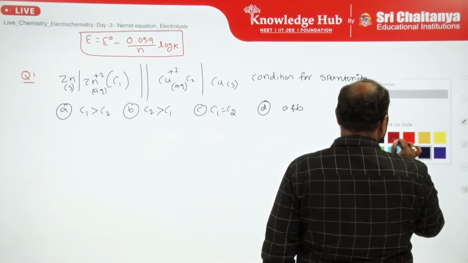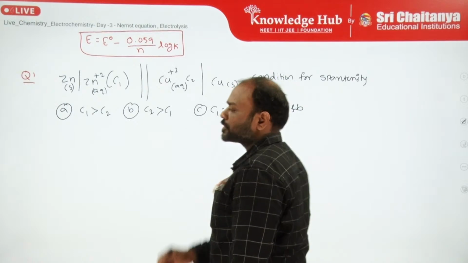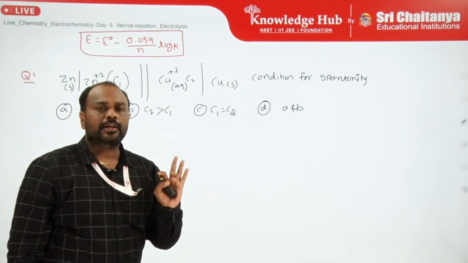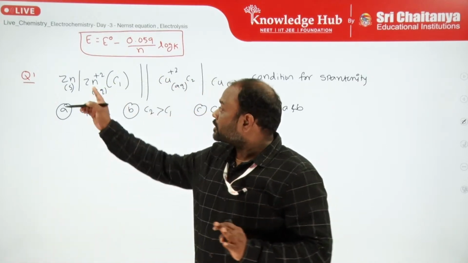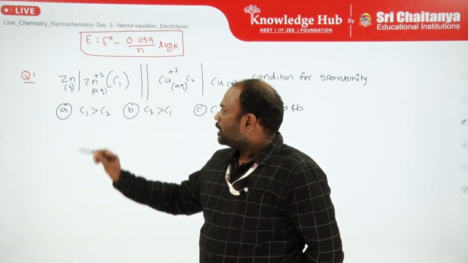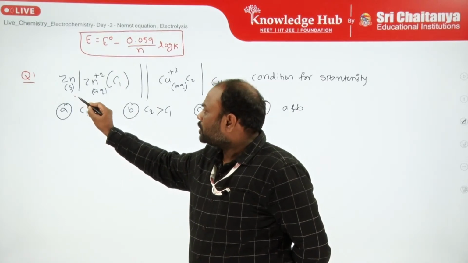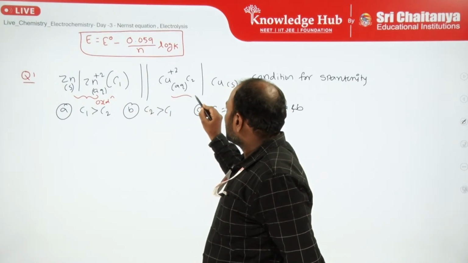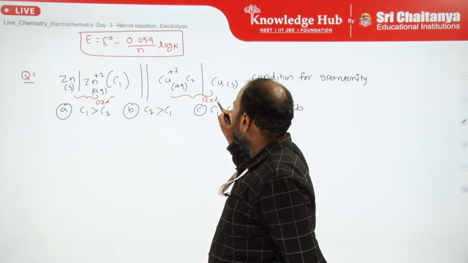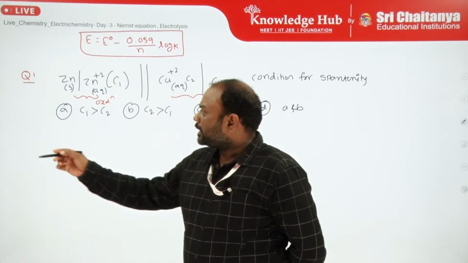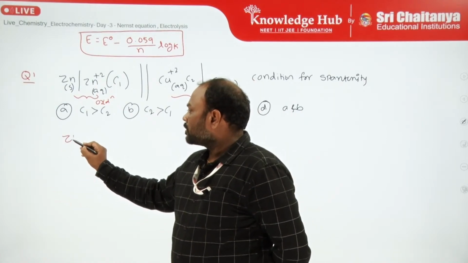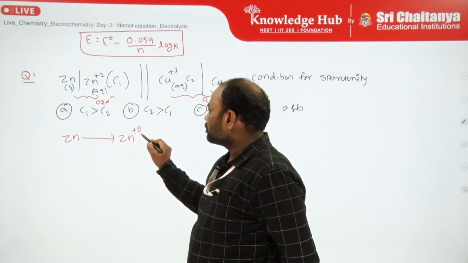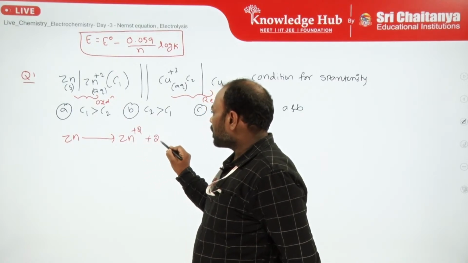We can solve it by using the Nernst equation. First of all, to identify the spontaneity condition, write the overall equation. According to our general representation, the left side reaction is oxidation and the right side reaction is reduction. Zinc is converted to Zn plus 2 plus 2 electrons.